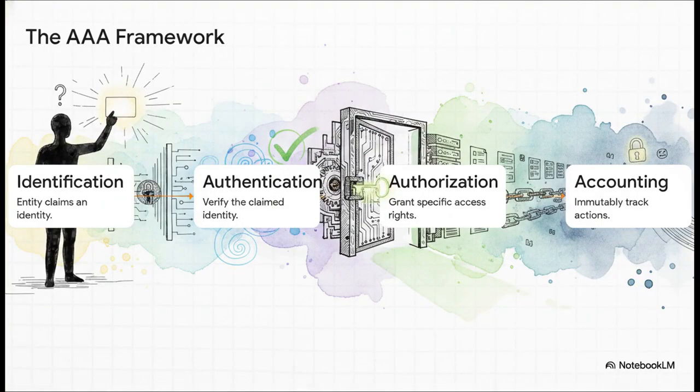This whole process is strictly defined by something called the sequential AA framework. Step 1, an entity claims an identity. That's identification. Step 2 is authentication, which is the mathematical cryptographic process of actually verifying that claim. Are you who you say you are? Step 3 is authorization. This grants specific rights based on that verified identity. And finally, step 4, accounting. This ensures that all subsequent actions are immutably tracked and logged. This exact sequence is how an unverified subject transforms into a fully trusted principal whose actions are on the record.